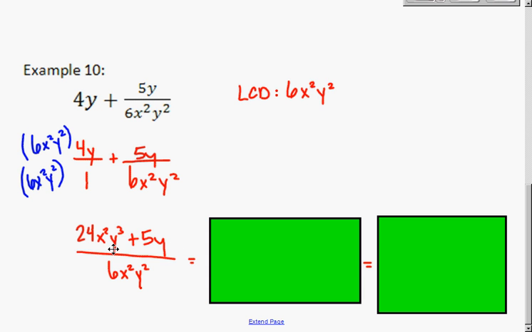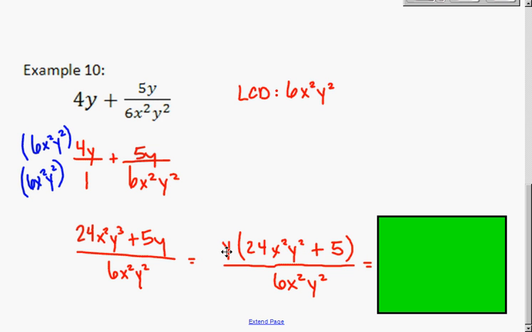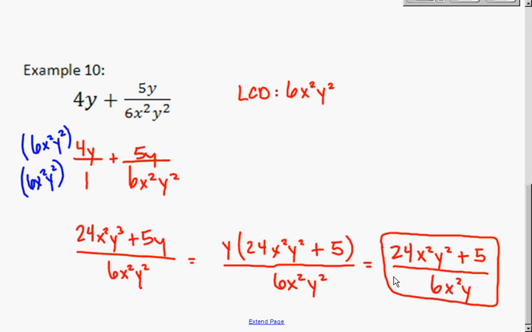So looking at this, I note that I can factor out a y out of each term. So when I factor the y out, I'm left with 24x squared y squared plus 5. Now I have a y in that numerator, and I have two y's down here in the denominator. So I can actually cancel a y out. And if I would have done that in the beginning, it would have saved me a little math here. So I wind up with 24x squared y squared plus 5 all over 6x squared y.